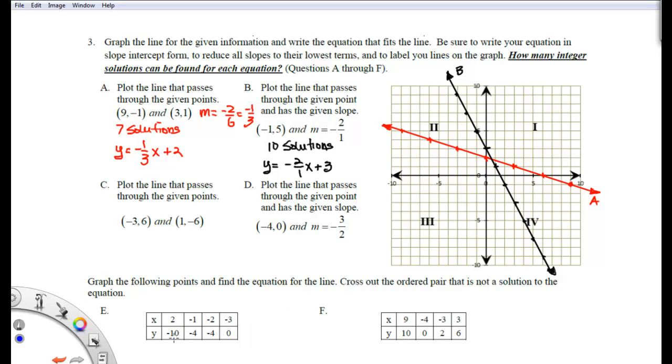So let's look at 2 and negative 10. So 2, negative 10 is way down here. Then I have a negative 1 on the x and a negative 4 on the y, so that point's right there. Then I have negative 2 and negative 4. And then the last one is negative 3 and 0, which would be right there. So I'm going to take my straight edge, and at this point you really don't want to draw a line on your paper, but you do want to use your straight edge to give you an idea.